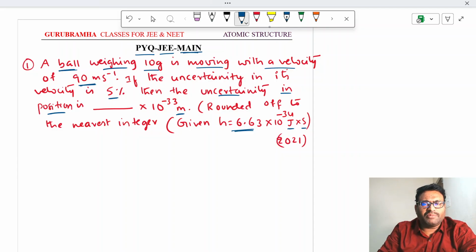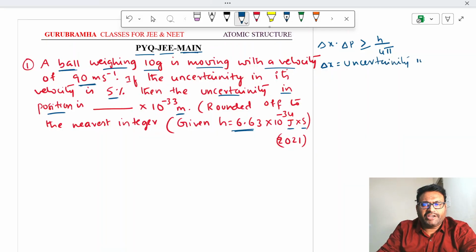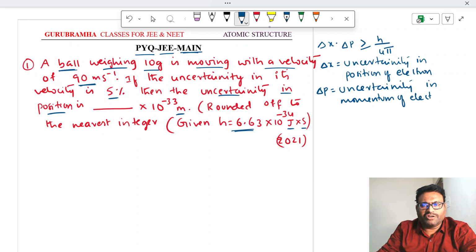To represent that, the Heisenberg uncertainty principle is mathematically represented as delta x into delta p is greater than or equal to h by 4 pi. So what is delta x here? Uncertainty in position of electron, where delta p is equal to uncertainty in momentum of electron.